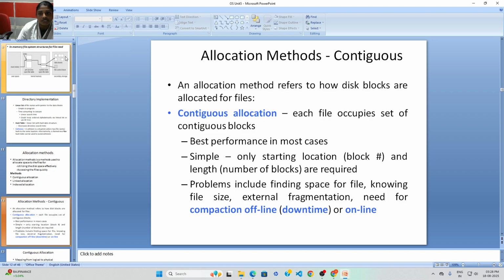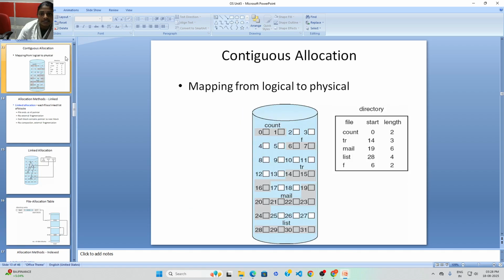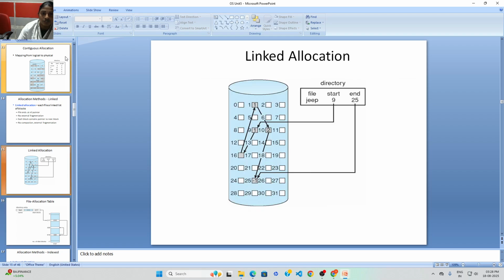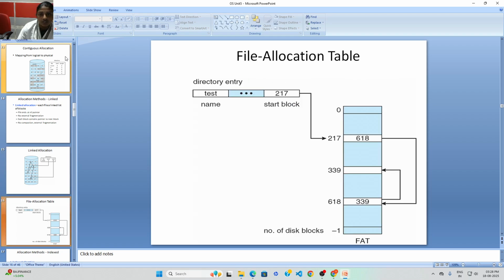Contiguous allocation method, the file occupies continuous blocks. Next, continuous blocks are counted by count. Next, linked allocation, the file ends in a nil pointer and no external fragmentation occurs, and each block is considered as a pointer. And next, no fragmentation and no external fragmentation come from linked allocation. Next, these are the file allocation tables. The name starts the block with the number of disk blocks.